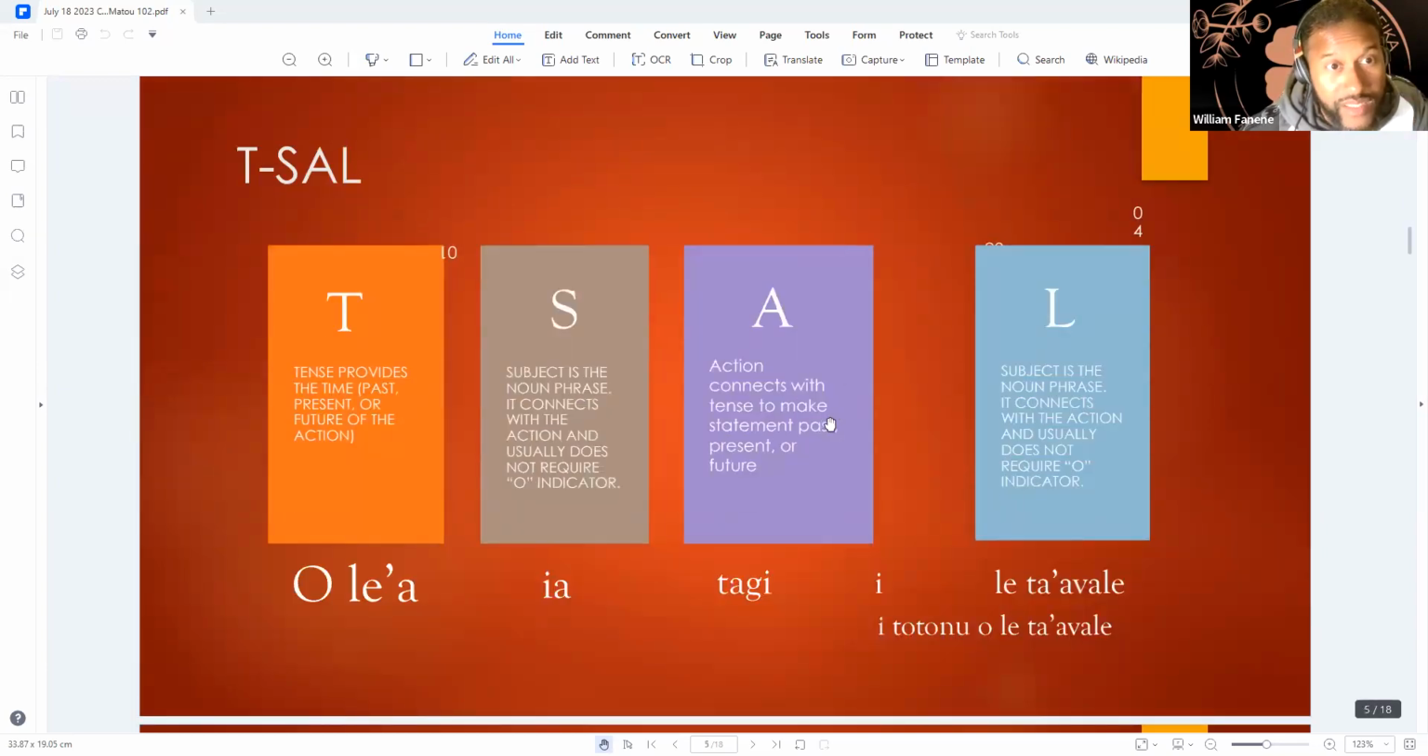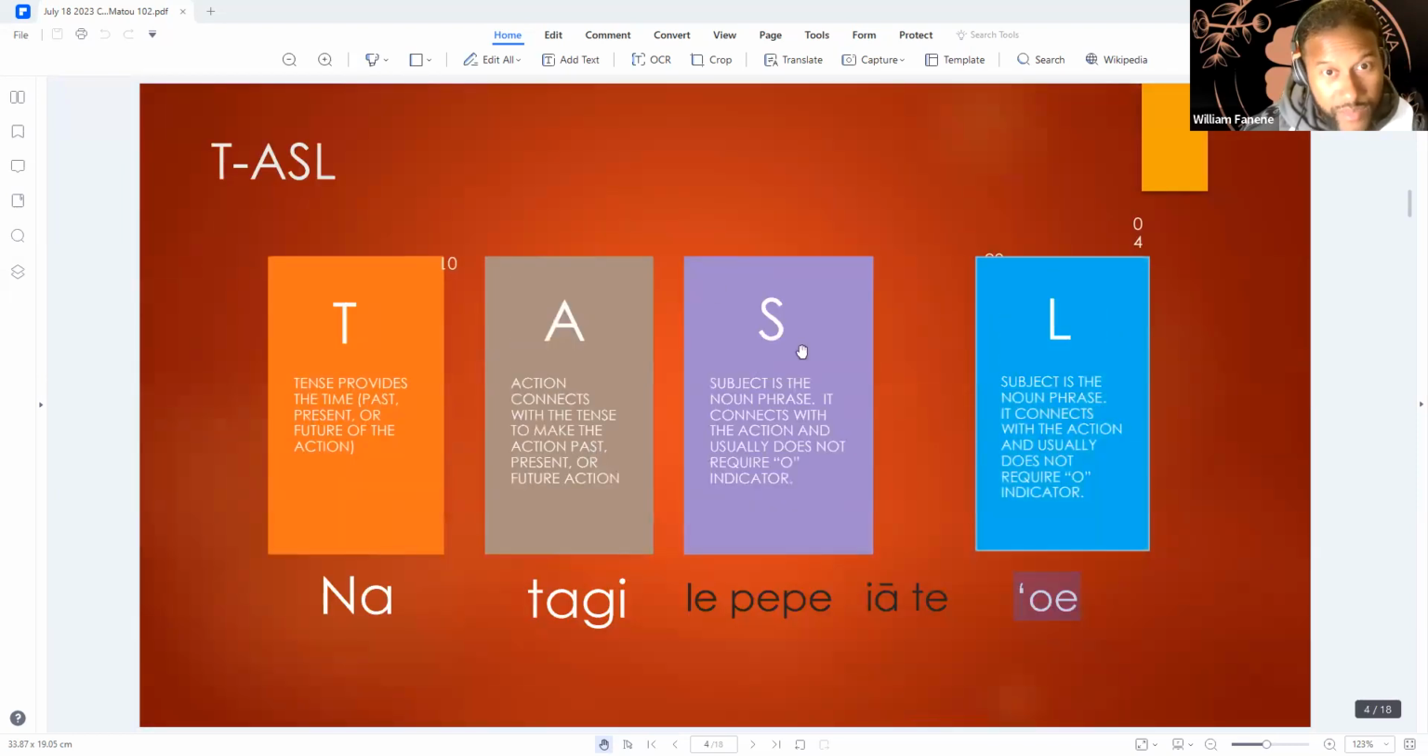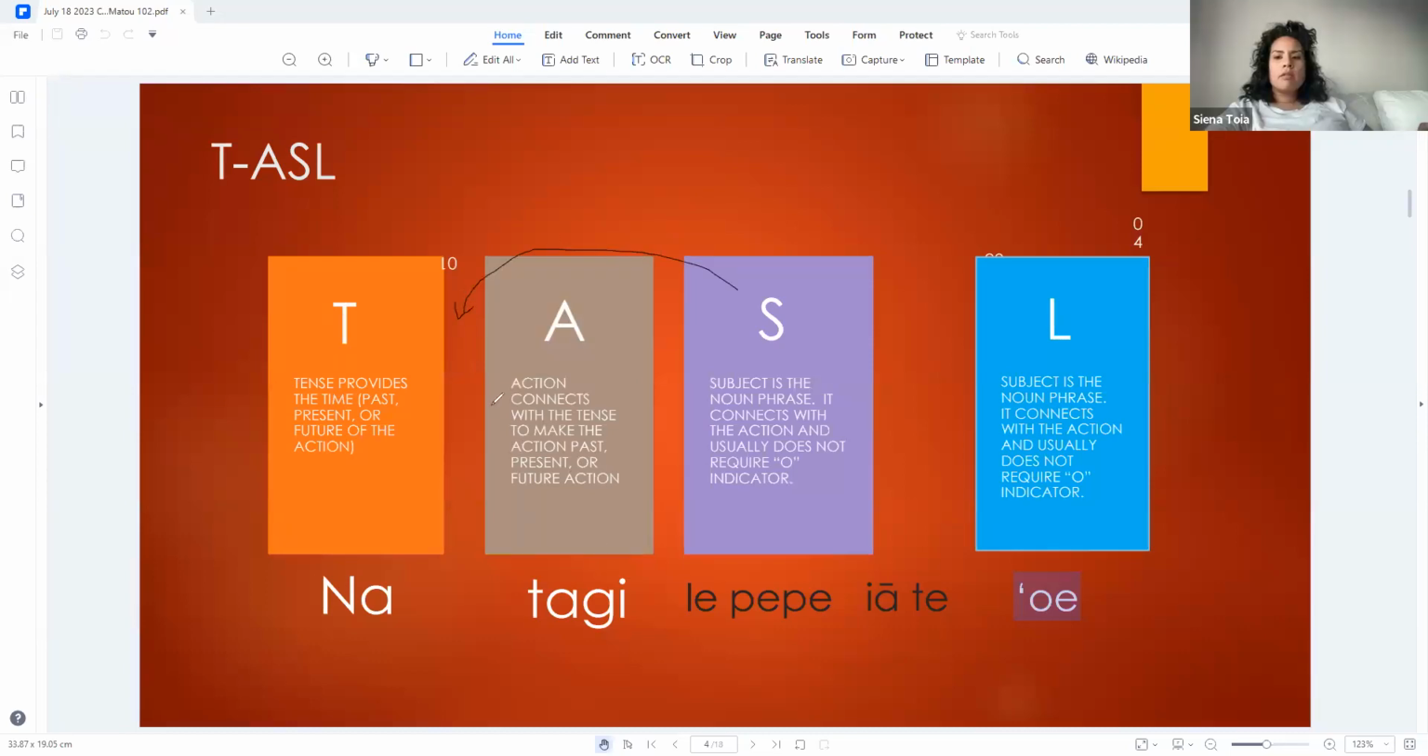And then it doesn't always have to be tense, action, subject, and location. Again, we can take the subject and put it in front of the action, a common Samoan sentence structure. But if we do that, remember, the subject can only be a what? Right, it can only be a pronoun, and a specific kind of pronoun: the ones that go before the verb, the pre-verb pronoun, before the action.